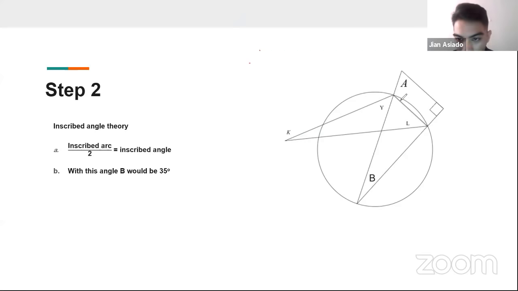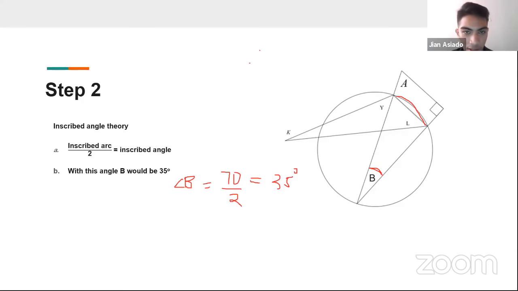Yung inscribed arc, ito. No? Inscribed arc siya ng angle na ito, angle B. No? And this angle B is called the inscribed angle. So, si inscribed arc, 70 siya, no? 70 over 2. So, measurement ni angle B, 35. Angle B.